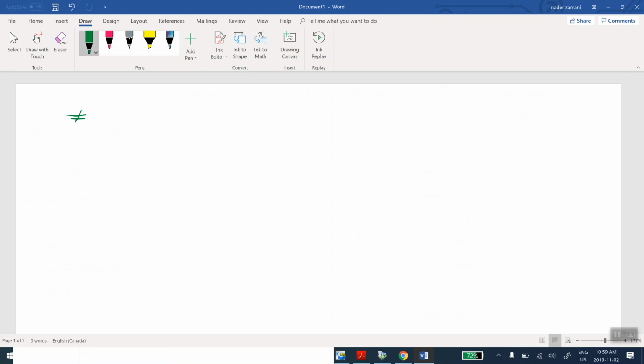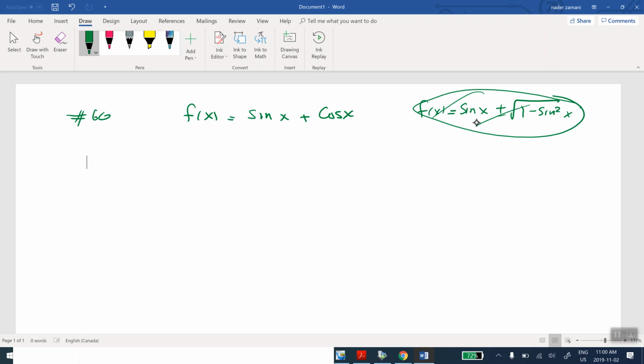So this was number 60. F of x equal to sine x plus cos x. Now, this problem is just like the other one. Maybe it's also vague. See that? This is entirely in terms of sine of x. But this is not what they want in the present section, because in the present section, they want you to use the formulas for the sine of the sum or difference of two angles.